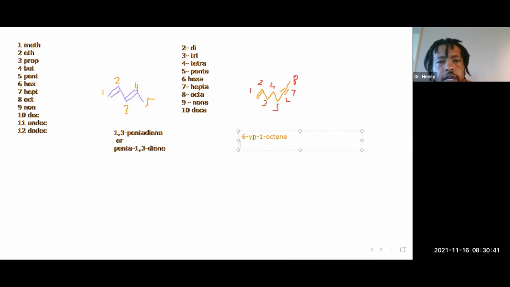And you'll notice we use that yn and we drop that e, because that just lets us know that we have a triple bond in that main carbon chain, and it's located at the 6th carbon. Now, this is one way of doing it. The other way of doing it is, again, putting it within the name itself.